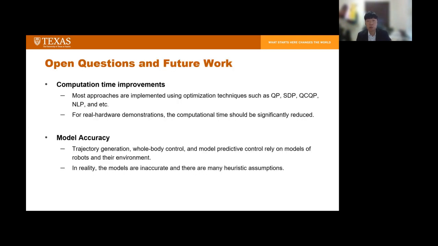I have several open questions and future work here. Most algorithms in my thesis rely on optimization techniques. So computation time really matters for real hardware demonstration. So we need to improve the computation efficiency. Also, I assume our model is accurate, but in reality, the model is frequently inaccurate. So I need to improve the model accuracy using some learning techniques.